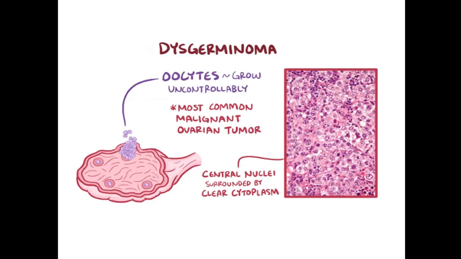Now, the dysgerminoma is the tumor which will arise from the precursor cells that will normally develop into the oocyte, and if these cells start proliferating uncontrollably, they will give rise to the tumor known as the dysgerminoma. The dysgerminoma is the most common malignant ovarian tumor, and it consists of cells with central nuclei surrounded by clear cytoplasm.